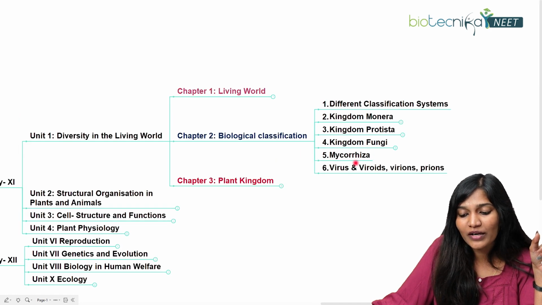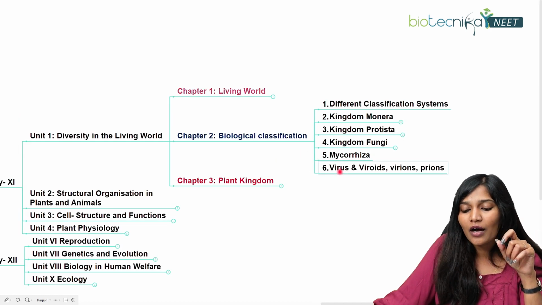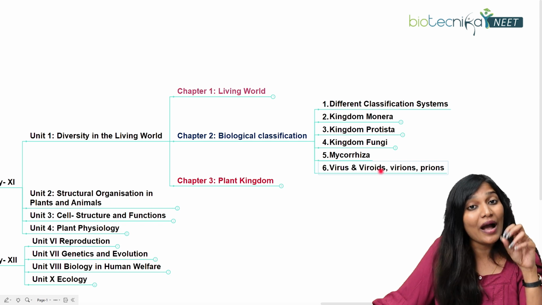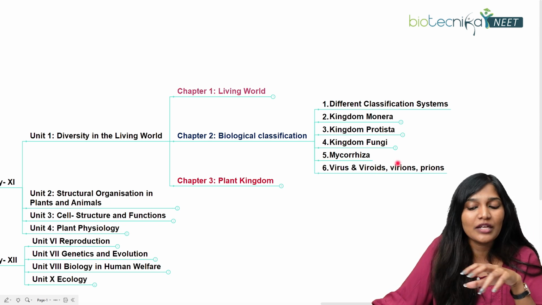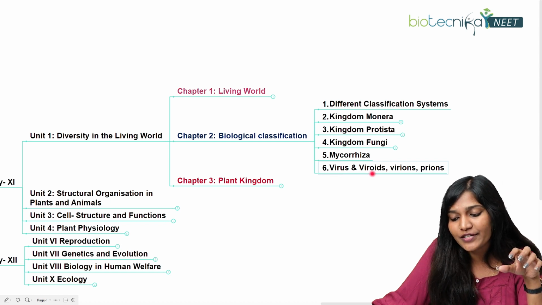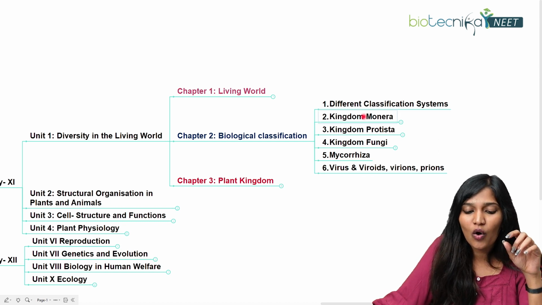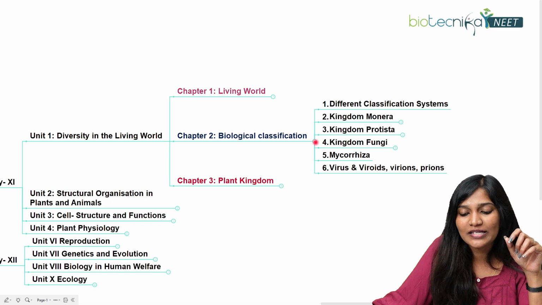The next is mycorrhiza, and the most important thing: virus and viroids are given, but you have to study virions and prions also. This is also very important. You need to know the difference between a virus, viroids, virions and prions. All these things are really, really important in biological classification.